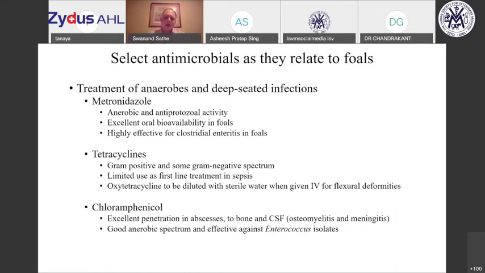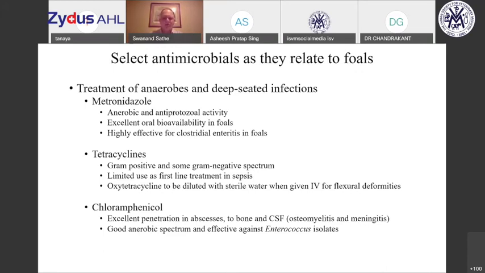Tetracyclines have both gram-negative as well as gram-positive spectrum. However, they have a very limited use for the first-line treatment. We use tetracyclines in long-term osteomyelitis cases, especially doxycycline, which is used for osteomyelitis that requires several weeks of therapy. The most commonly used form of tetracyclines is oxytetracycline in foals for correction of flexural deformities and knot point infections. However, we tend to dilute it with water while giving it IV, otherwise it causes thrombophlebitis.